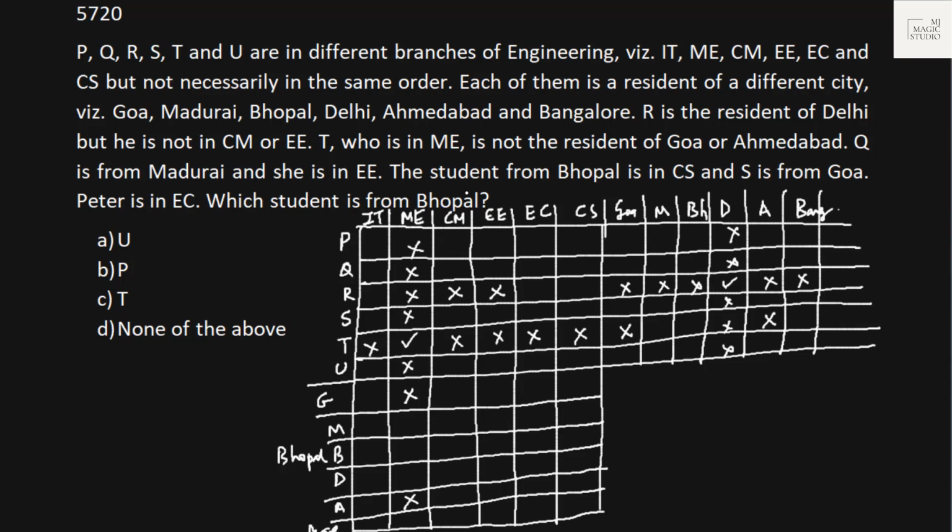Q is from Madurai. Okay, that was after G was Madurai. Q is from Madurai. And she is in EE. Q is from EE. Means EE is from Madurai. Any 2 boxes, if we can fill up, we will get the answers.